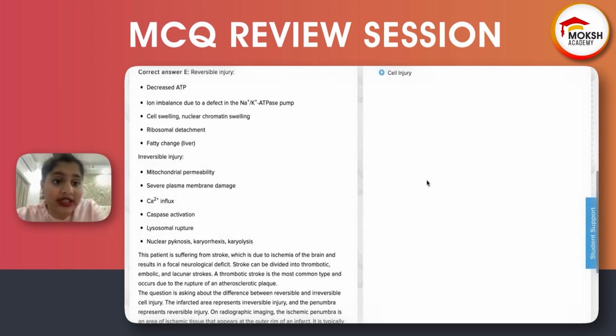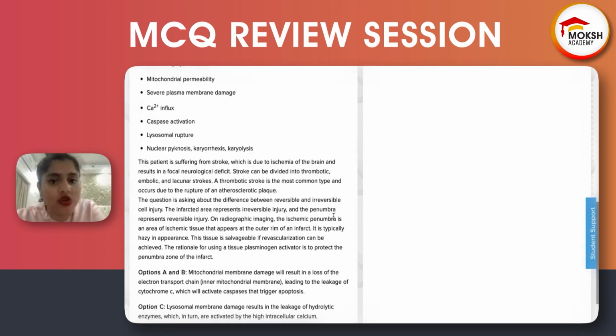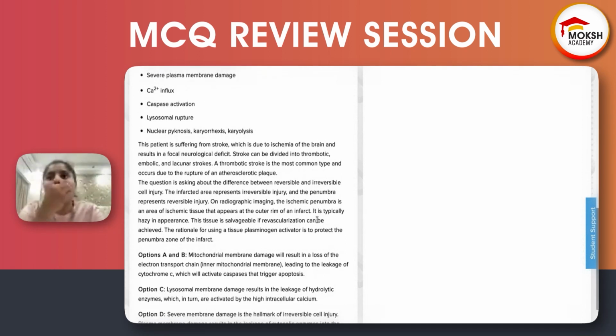Now, this patient is suffering from stroke, which is due to ischemia. They clearly mentioned that, correct? He has a focal deficit as well. Basically, clinically, stroke is divided into ischemic and hemorrhagic, ischemic being the most common. In that, we have embolic and thrombotic, and lacunar strokes are other strokes.